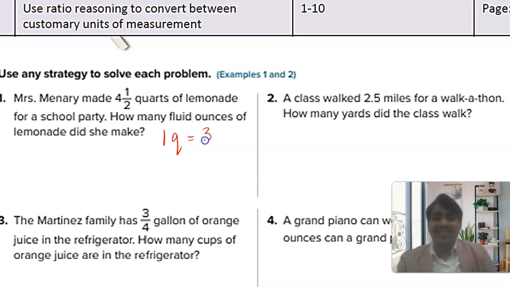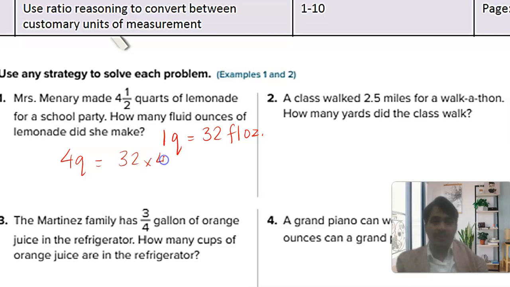One quart equals 32 fluid ounces. This you have to remember if you can. If not, they will give you a table. So 1 quart is 32 fluid ounces, so 4 quarts will be 32 times 4. So it will be 128 fluid ounces.